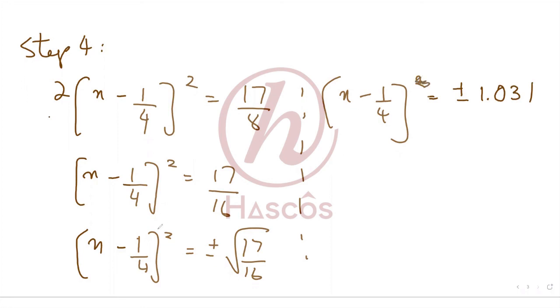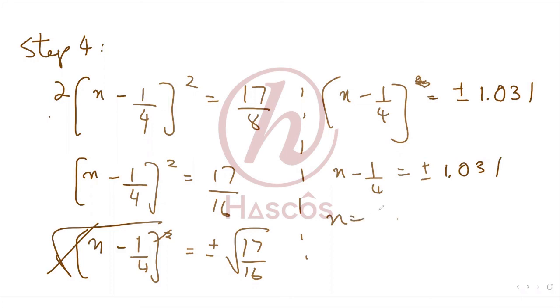After applying the under root, the under root cancels, and then you have x minus 1 upon 4 equals plus minus 1.031. And when we further solve it, we have the value of x as positive 1.28, and we have the value of x as negative 0.78. That's how we solve a quadratic equation using the completing the square form, which does not have 1 as a coefficient.